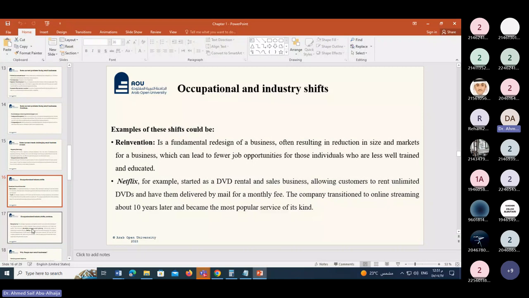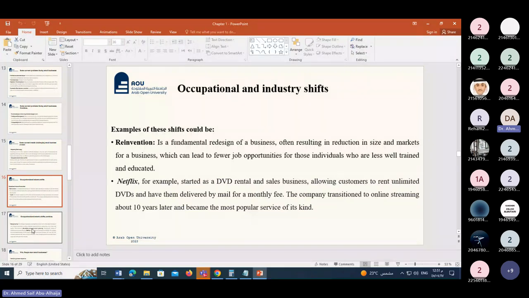When we talk about reinvention, what do we talk about, for example? Uber, Careem, Jeeny, Bolt changed the transportation market. So you don't need now to go outside and get a taxi. You can just have the application and choose the car that you want.